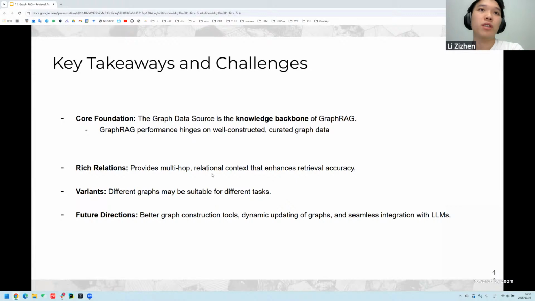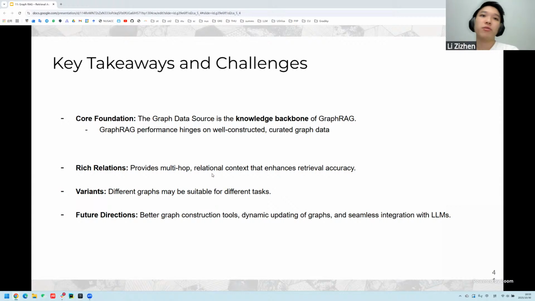So in conclusion, the graph data source is the knowledge backbone of GraphRAG, and GraphRAG's performance is highly dependent on the quality of the data. Also, graph data can encode very rich relationships. This can provide multi-hop reasoning and relational context for the LM. Moreover, it has lots of variants, for example, the scientific graph and the knowledge graph. So different graphs may be suitable for different tasks.